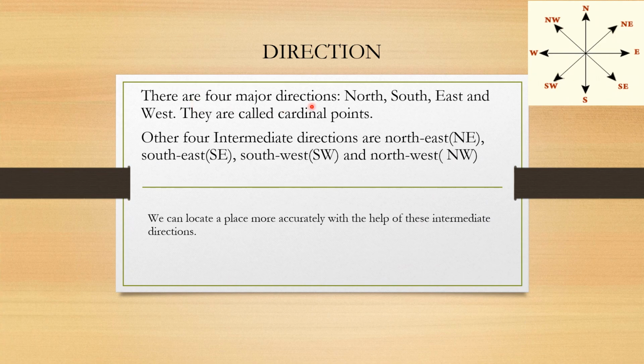Direction. There are four major directions: north, south, east, and west. They are called cardinal points. Other four intermediate directions are northeast, southeast, southwest, and northwest. These are known as NE, SE, SW, and NW with their short forms. We can locate a place more accurately with the help of these intermediate directions.